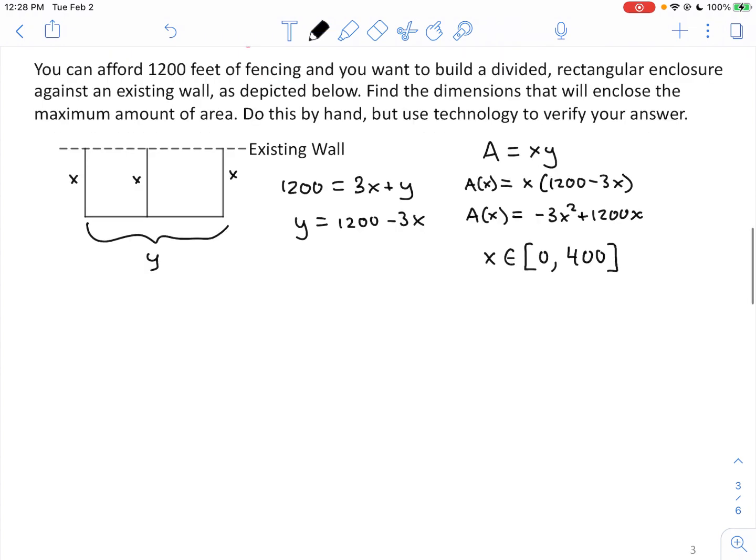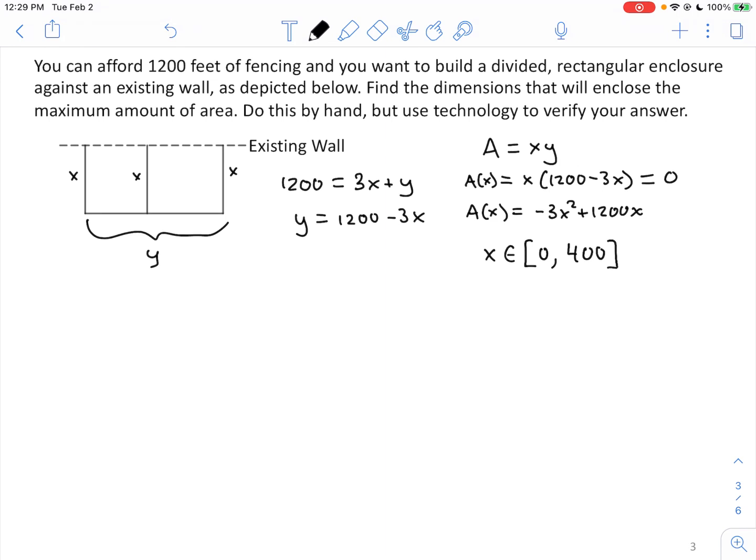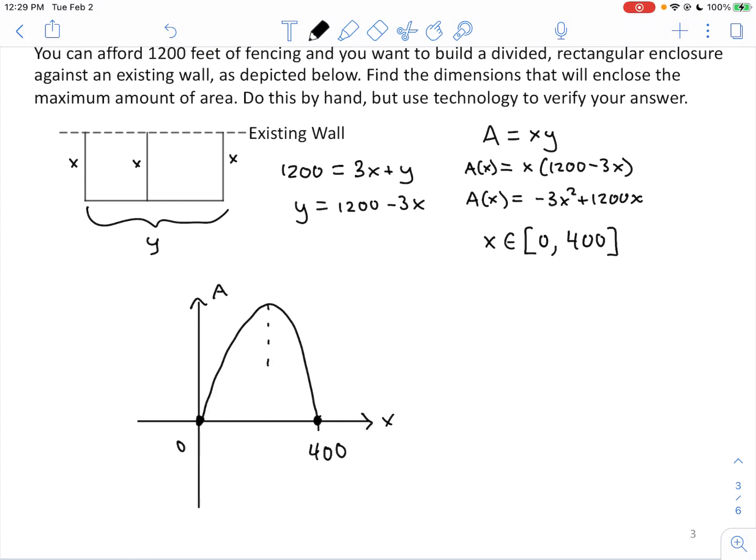Also notice that if you were to find the x-intercepts of this function, set this equal to 0 and solve for x, you would find 0 is one x-intercept and 400 is the other. 0 you get from this factor and 400 you get from this factor by setting it equal to 0. If I were to graph the area function, I can expect x-intercepts at 0 and 400. And I expect an upside down parabola. And we're after the vertex. Well, the easy way to find the vertex of this parabola, because we've already found the x-intercepts, is going to be halfway between the x-intercepts. So halfway between 0 and 400 is 200. And then to find the area, we just have to find A of 200.